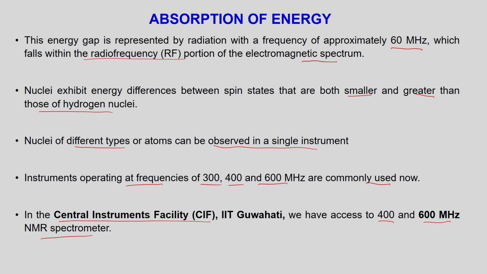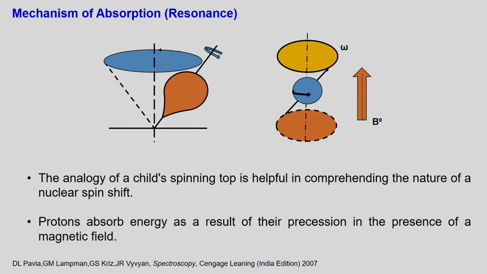For example, proton, carbon-13, then boron, then chlorine, then fluorine, then phosphorus, all these different nuclei. You change the probe, you get a similar magnetic field and you get a spectrum related to that respective nucleus. Now, let us see what we mean by the term called resonance.